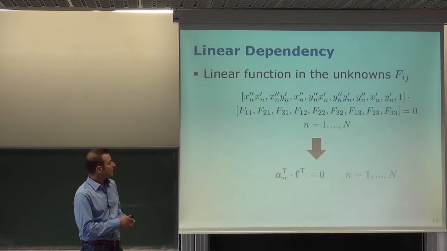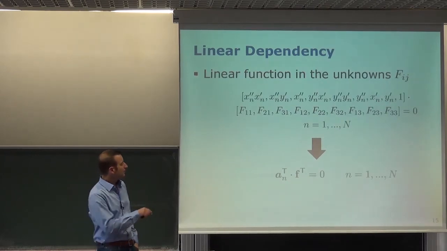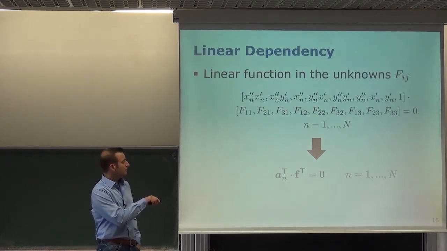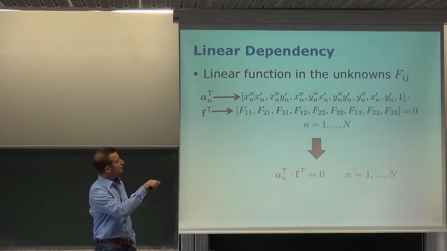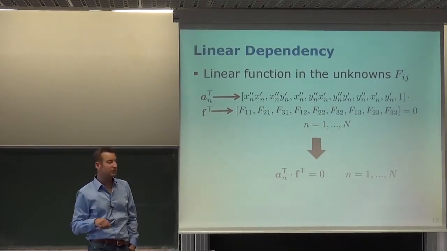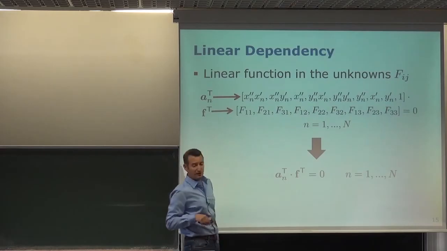So I can again take this expression and rewrite this as a product of a vector A and a vector F. And this is exactly my vector A and my vector F. So if I compute the product of these two vectors, I have my equation which should be 0.